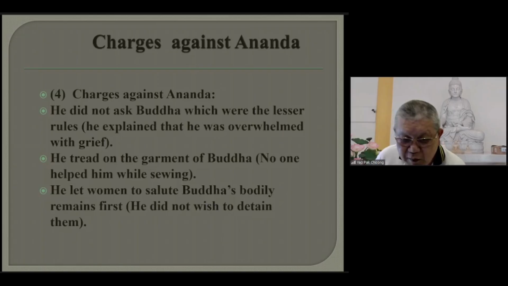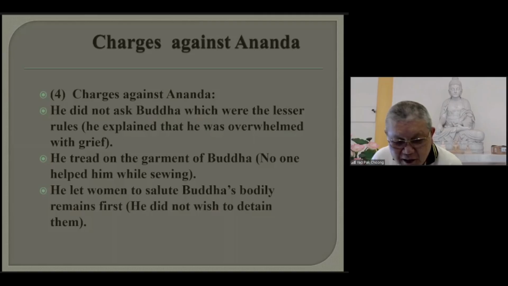Because Buddha spoke to Ananda during the period from Vaisali to Kusinara. At that time Buddha was sick, after Pava. Buddha was very ill, and Ananda was very sad. So he forgot to ask Buddha about the detailed rules. But anyhow, out of good faith, he said, I agree, this is my mistake. Even though he explained and gave good reasons, he said, out of good faith, I acknowledge it's my mistake. Then the second charge.